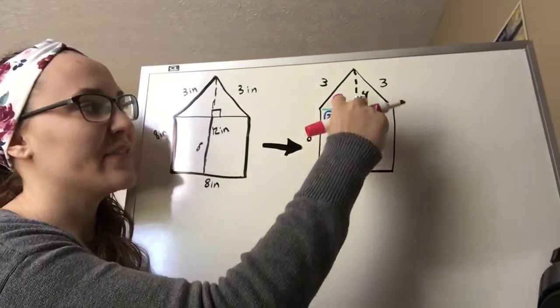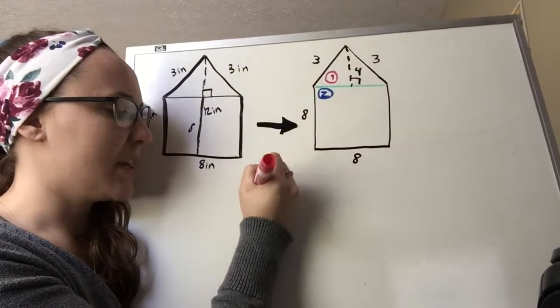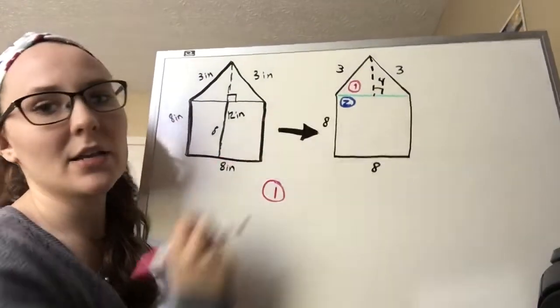So now I actually need to find the area of my two shapes. So I'm going to say my area for shape number 1 is a triangle.